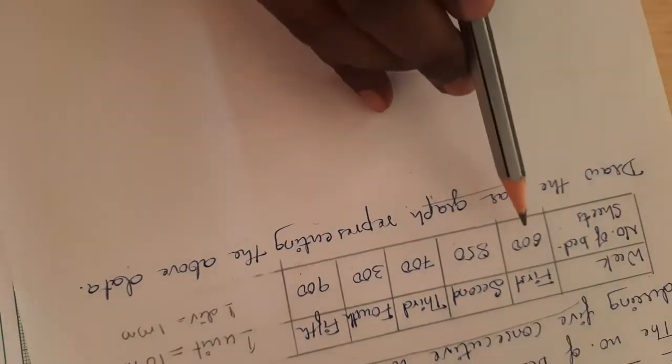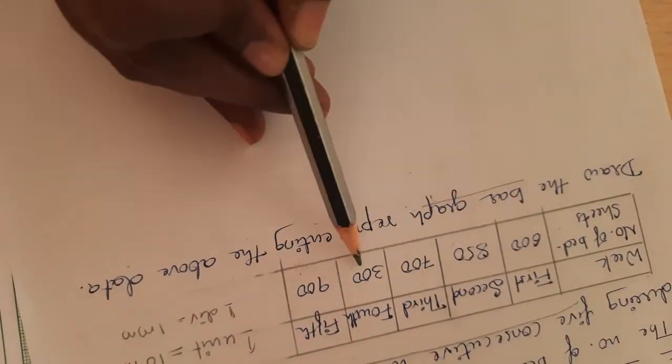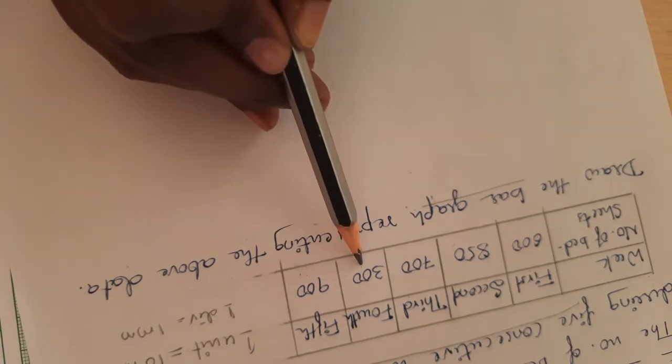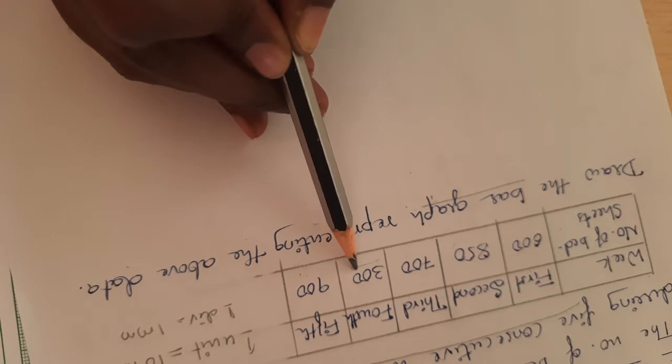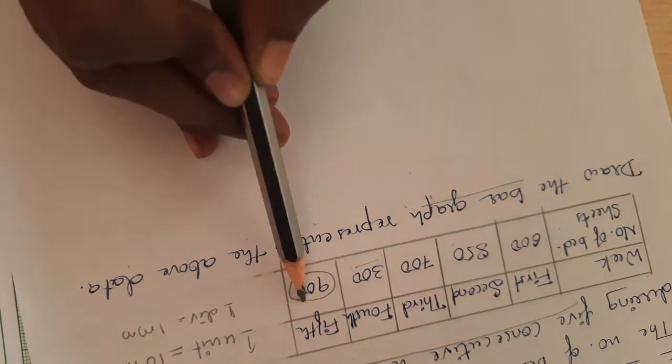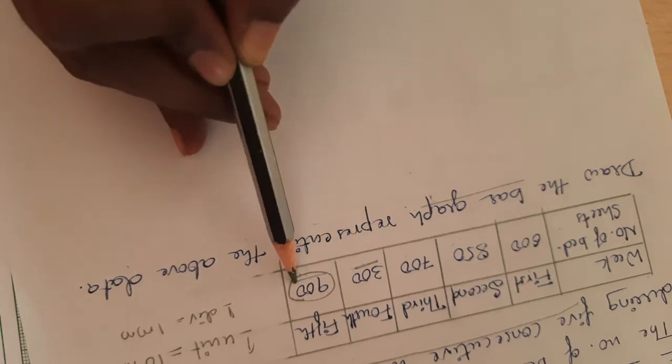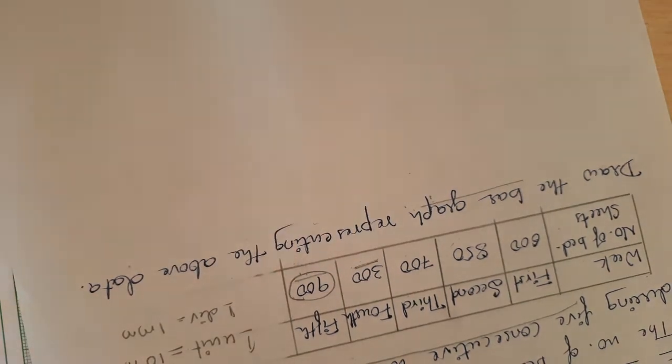See that there are 600, 850, 700, 300 and 900. So which is the smallest number? Here it is 300 and the bigger one is 900. So it should have the numbers from 300 to 900, isn't it? So now in this, how to represent those numbers?